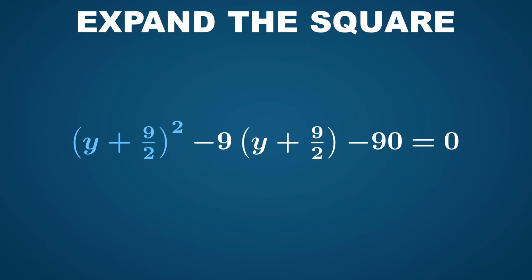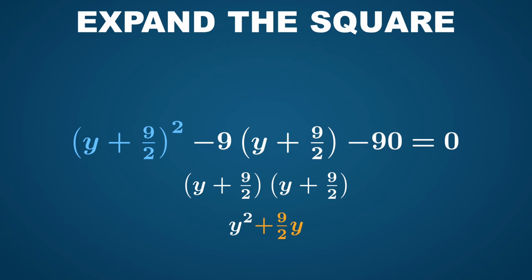Now we need to carefully expand the squared binomial term in our expression. The first term is y plus 9 halves all multiplied by itself. We multiply the first terms together to get a y squared right at the start. Then we multiply the outer terms to get 9 halves multiplied by y. The inner terms also multiply to give another 9 halves multiplied by y. We add these two identical middle terms together right now to simplify it.